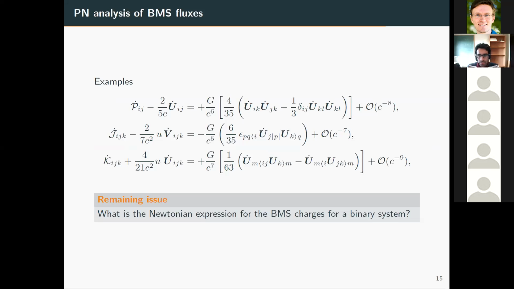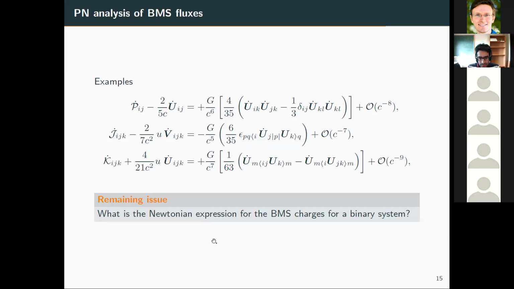And similarly for other BMS equations, just some examples here, truncated to some order. This is, for example, the balance equation for super angular momentum at L equal 3. So these are some examples.